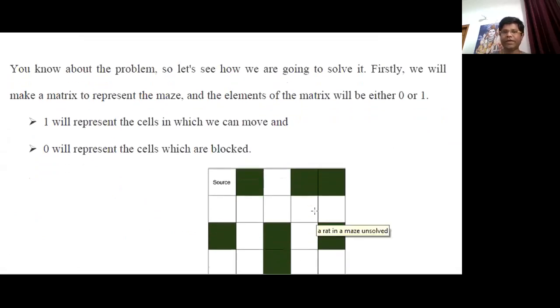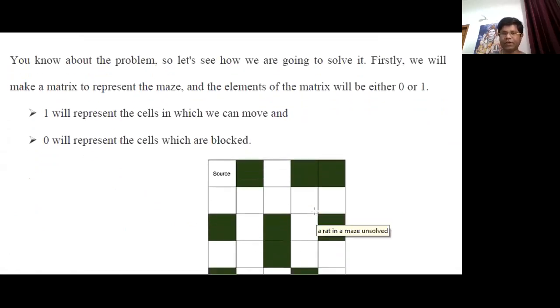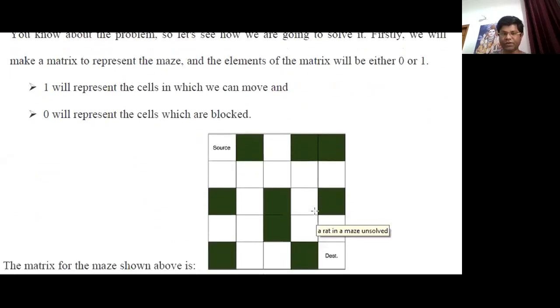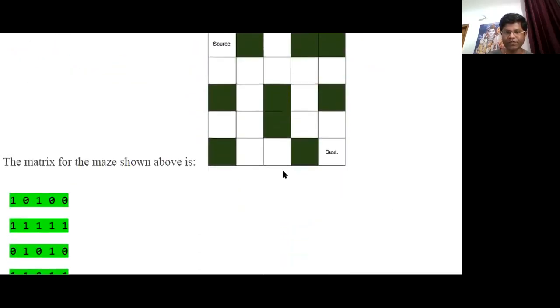First we will make a matrix to represent the maze, and the elements of the matrix are either 0 or 1. 1 will represent the cells where we can move, and 0 will represent all the cells where movement is blocked. It means all the black cells are denoted by the 0 entry and all the white cells are denoted by the 1 entry. 1 means the movement is allowed and 0 means the movement is blocked. So for the given figure, the matrix is given below.